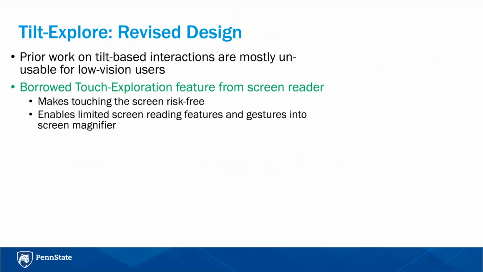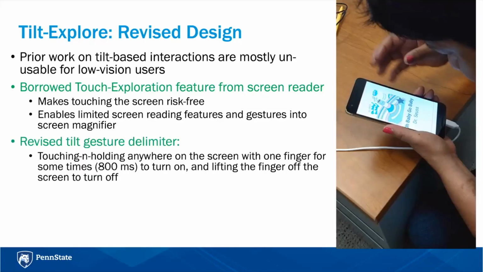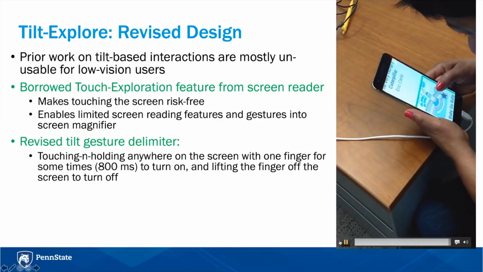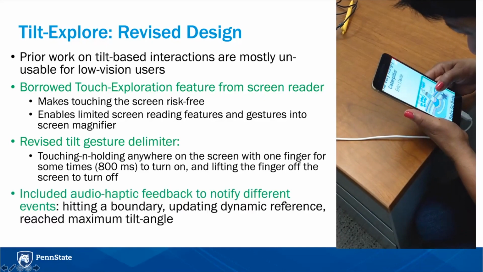First, we borrowed the touch exploration feature from screen readers that makes touching the screen risk-free and enables limited screen reading features in screen magnifiers. So our final tilt gesture delimiter is touching and holding anywhere on the screen with one finger for some time, like 800 milliseconds, to turn on tilt to pan, and lifting the finger off the screen to turn it off. This process, as shown before, is right here. We also provided various audio haptic feedback to notify different events, such as when hitting an edge or a boundary.